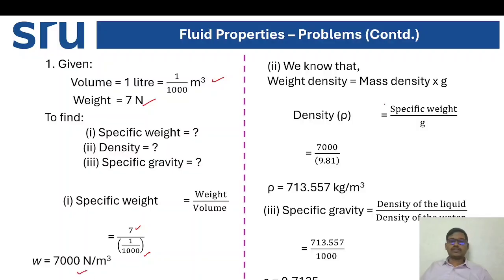So directly we are getting 7000, and we know that weight density is equal to mass density into G. Rho is equal to specific weight by G. That is a specific weight already we have calculated 7000, and gravity is 9.81, that we know and we should know, and rho equal to 713.55 kg per meter cube, and specific gravity equal to density of a fluid by density of the water. So density of a liquid is nothing but 713.55 by standard density. Reference density of water is nothing but 1000. So specific gravity is 0.7135.